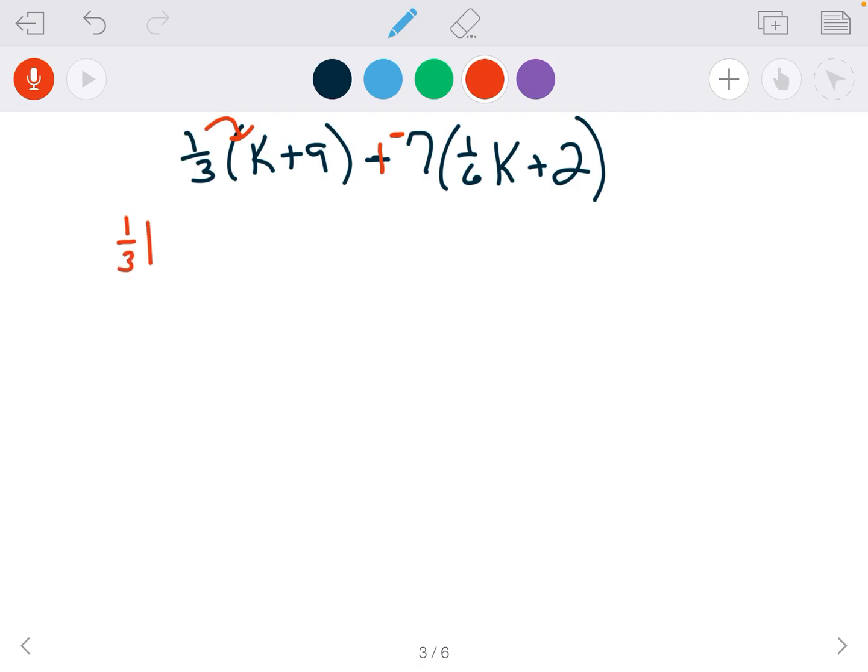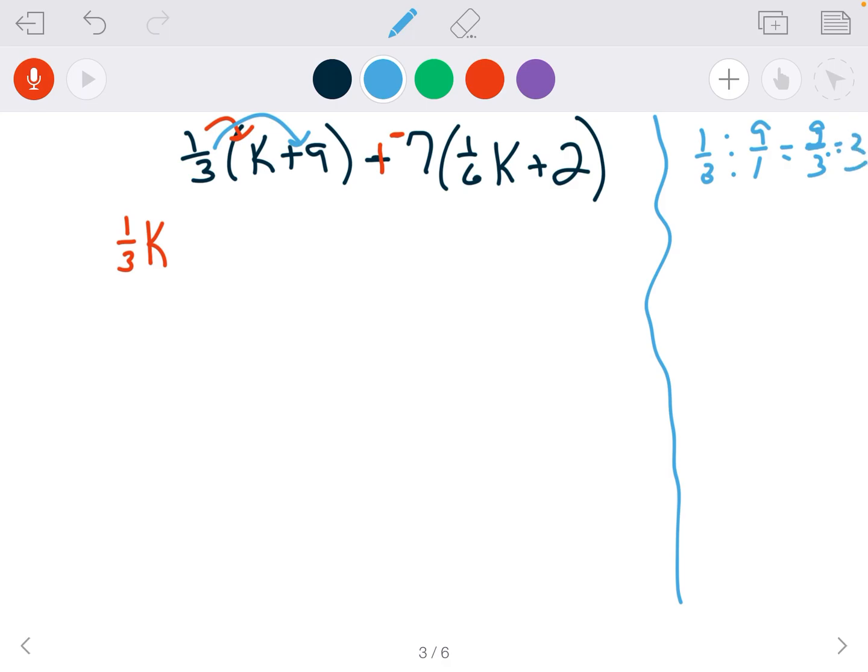So 1/3 times k is 1/3 k. Now I'm going to take 1/3 times a +9. Let's make my work area over here. So 1/3 times 9, or 9/1. That gives me 9/3. 1 times 9 is 9. 3 times 1 is 3. 9 divided by 3, remember the fraction bar means division, gives me a 3. So I have +3. So this is simplified.